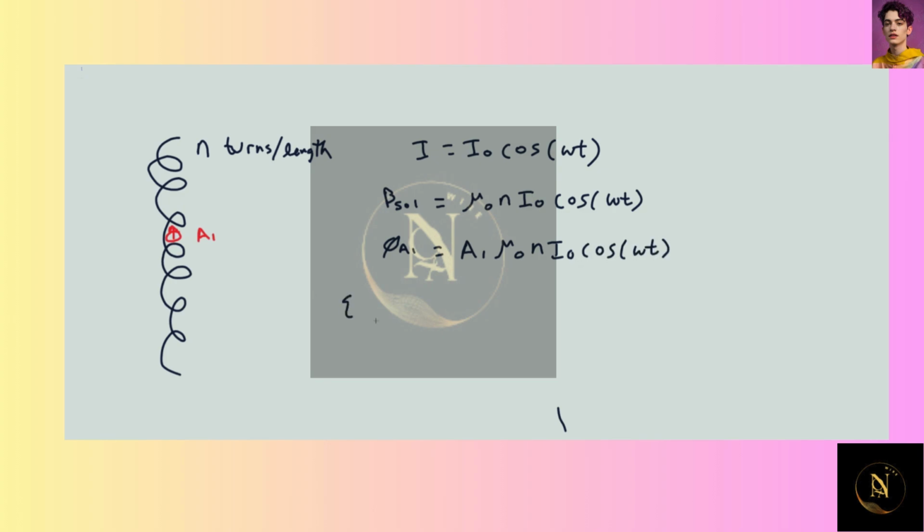From here, we can find the induced EMF by simply taking the time derivative of the magnetic flux, where this is the magnetic flux through A1. So now we can see the only time-dependent component is this cosine here. When we take the time derivative of cosine, we end up with a negative sign, but noting that we also already have a negative sign out in front of the time derivative, the two negative signs cancel, leaving A1 mu naught n I0 sine of omega t. And this is our final answer.